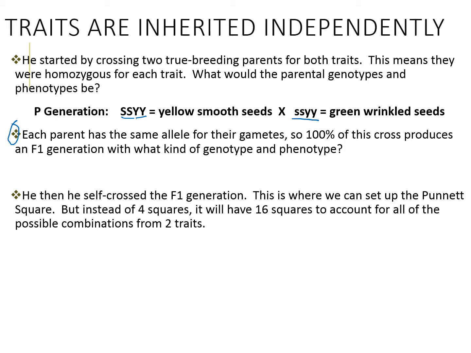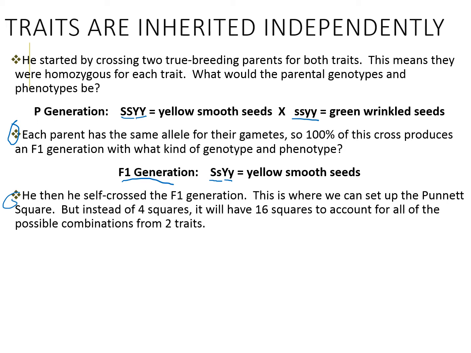Next, each parent has the same allele for their gametes. So 100% of this cross produces an F1 generation with what kind of genotype and phenotype? You can pause if you want. They're going to be heterozygous, and how we would write that down is as follows. The F1 generation is going to be big S, little s, big Y, little y. So yellow, smooth seeds, because big S is dominant to little s, so smooth, and big Y is dominant to little y, so yellow. He then self-crossed the F1 generation.